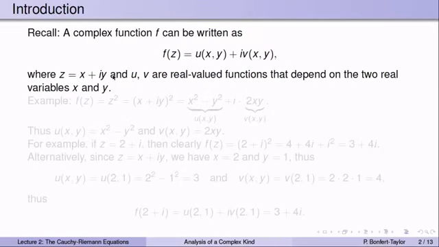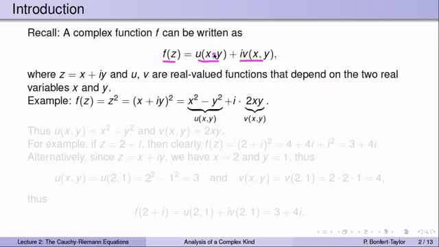As a reminder, remember that a function f that is a complex function can be split up into its real part u and its imaginary part v. When we write z as x plus iy, then f of z becomes u of x and y plus iv of x and y, where now u and v are functions that spit out real numbers and take two real parameters x and y. Let's look at an example just to remember the setting.